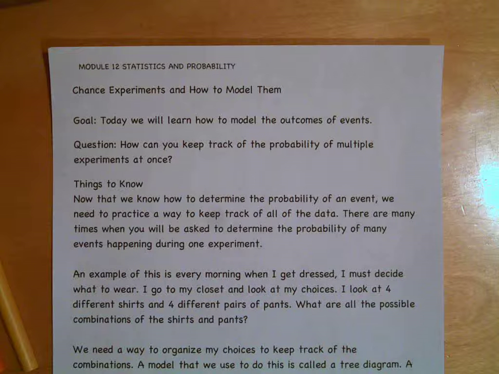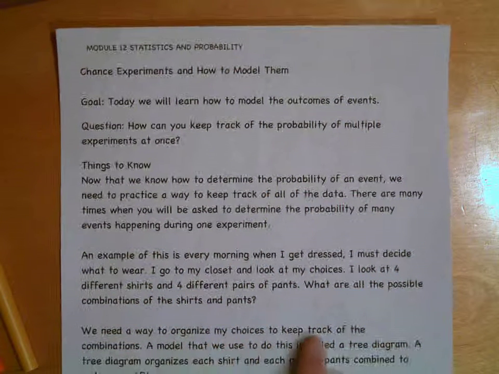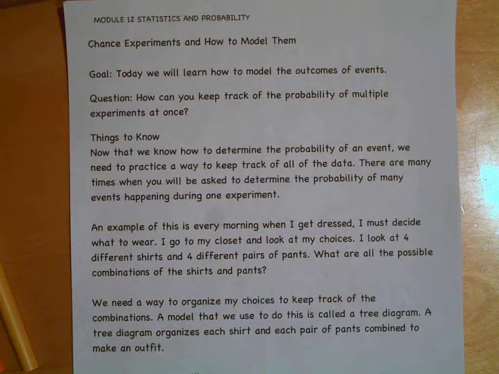So right there is an example of needing a way to keep track of the different variations that will happen if I choose a shirt. What would be the outcome of the 4 different pairs of pants? Then if I choose a different shirt, what would be the outcome with pairing them with the 4 different pants? And so on. So you can see there's a lot of different outfit combinations that could exist, and we need a way to organize the choices to keep track of the combinations.